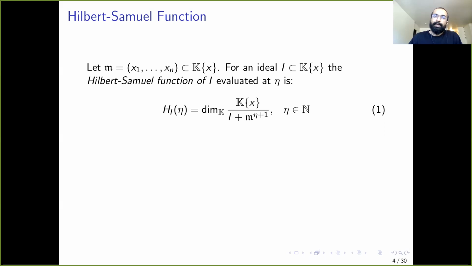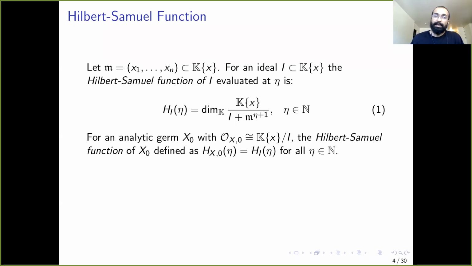So now a little bit more about these Hilbert-Samuel functions. Let M be the maximal ideal in the ring of convergent power series k⟨x⟩ in variables x, that is, the ideal generated by the variables x1 through xn. If you have an ideal I, the Hilbert-Samuel function of I evaluated at an integer η is the dimension as a k vector space of the quotient of k⟨x⟩ by I plus the (η+1)th power of the maximal ideal. For an analytic germ X0 whose local ring is isomorphic to a quotient k⟨x⟩/I, the Hilbert-Samuel function of X0 is just the Hilbert-Samuel function of I.